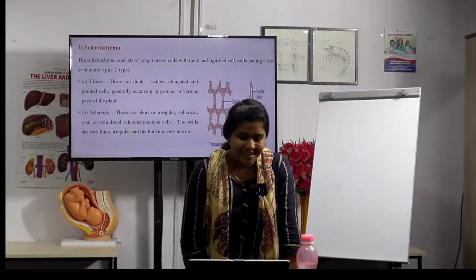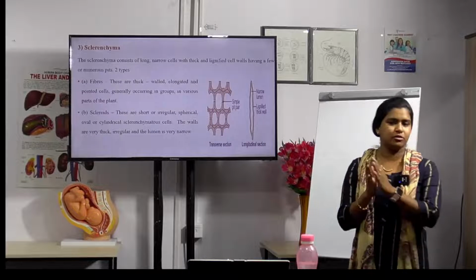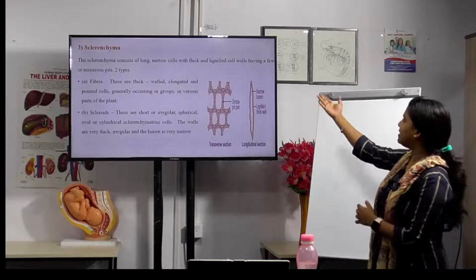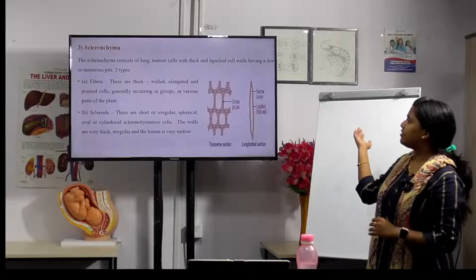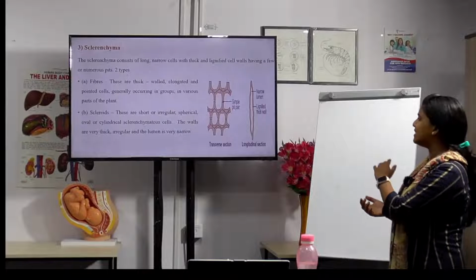Okay, and the next is sclerenchyma. Unlike the ones we saw before, which are not thick, these are thick and elongated, with lignified cell walls having a few or numerous pits, and there are 2 types only: fibers and sclereids.